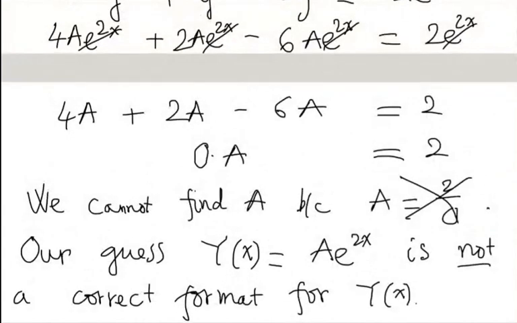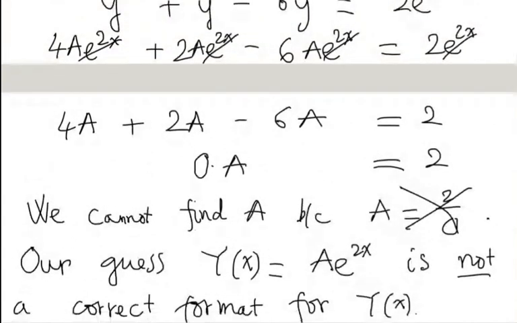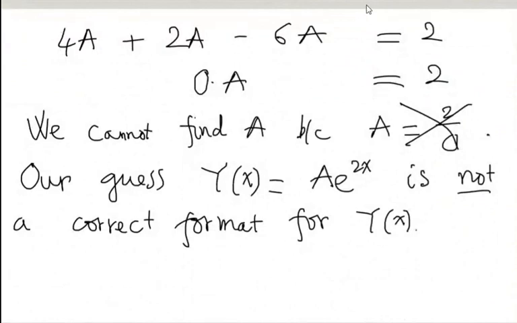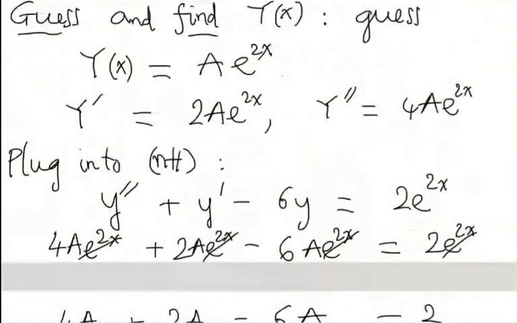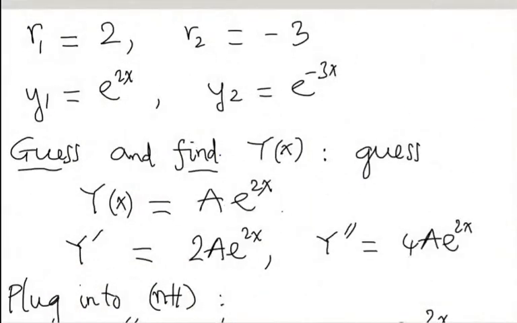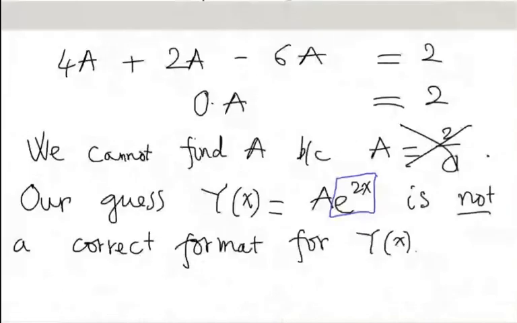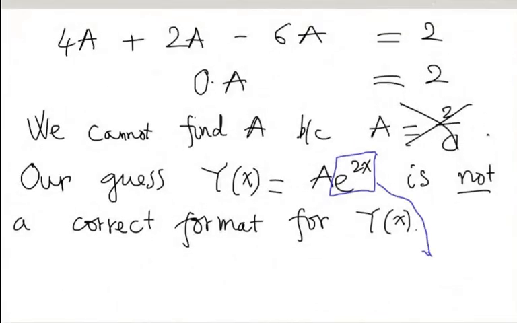Now most of the time, such a guess will work, but in this case, the difference is that if you look at this function e to 2x here, we're guessing capital Y equals a constant times e to 2x. But if you look back at y1 and y2, e to 2x happens to be the same as y1.